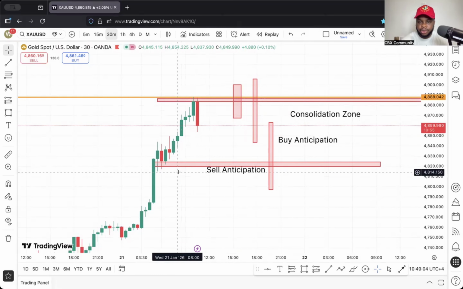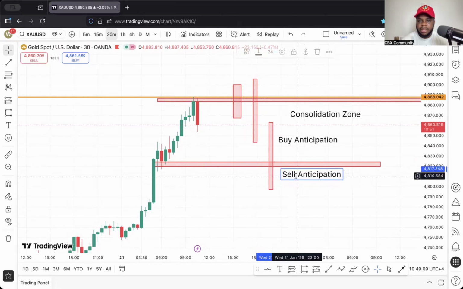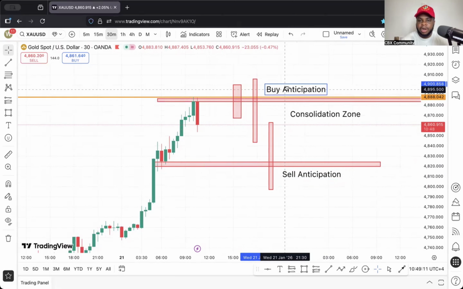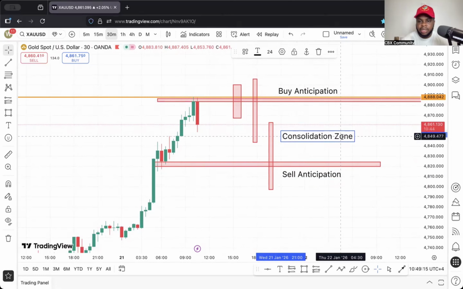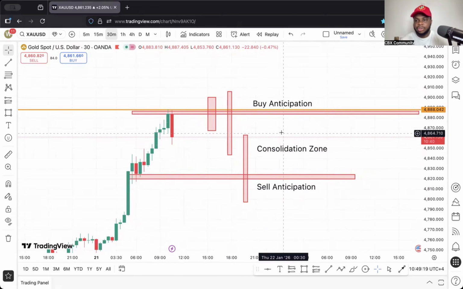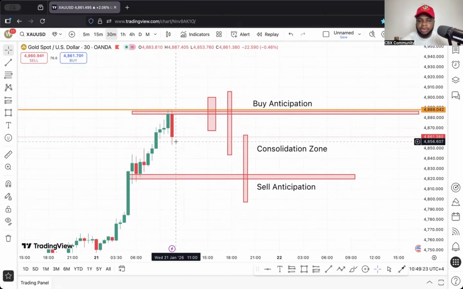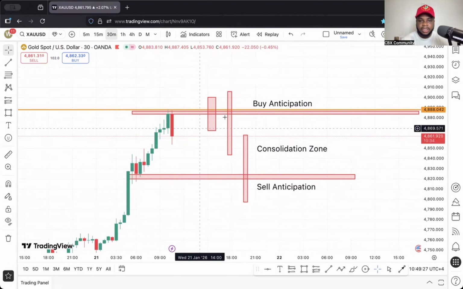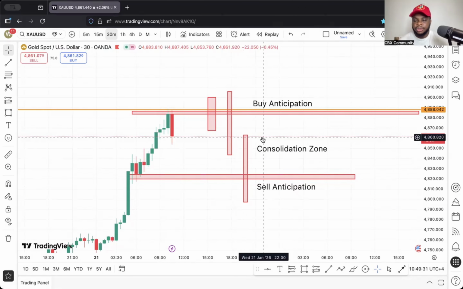But we have a support zone over here. So our sell anticipation is here. Let's just put our buy anticipation here, and our consolidation zone is here. This is how the structure will look, but we need to wait until the close of this candle first before we will know that this is our buy anticipation and this zone is considered a consolidation zone. So we don't need to do anything as of now. Let's just wait.